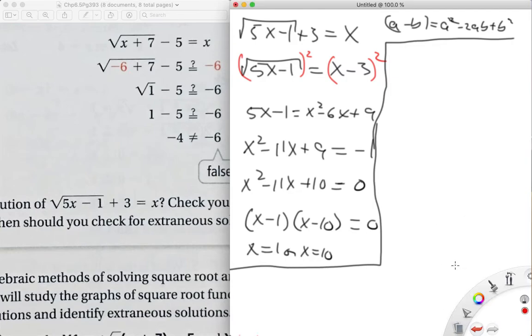Alright, so let's see if x is 1. So the square root of 5 times 1 minus 1, plus 3 should equal 1. 5 times 1 is 5. 5 minus 1 is 4. So the square root of 4 plus 3 equals 1. The square root of 4 is 2, plus 3 equals 1. 5 equals 1. So this is a no-go.